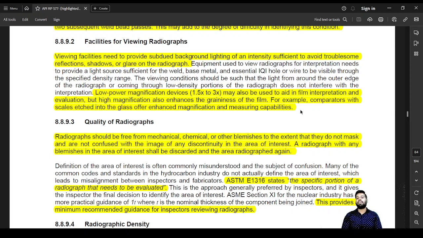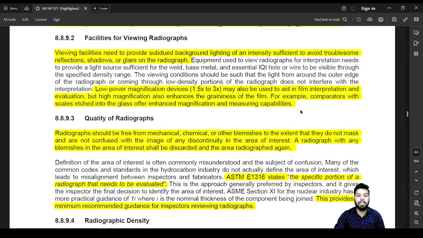Low power magnification devices from 1.5 times to 3 times magnification may be used in aiding film interpretation and evaluation, but a high magnification also enhances the graininess of the film. For example, comparators with scales etched into the glass often offer enhanced magnification and measuring capabilities.